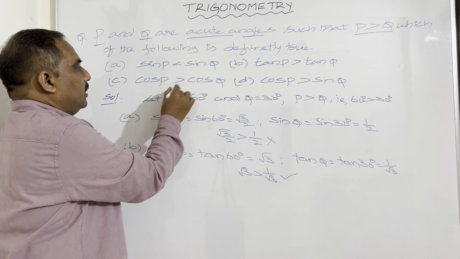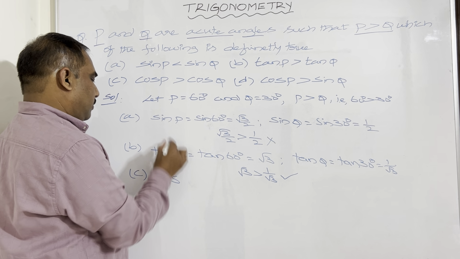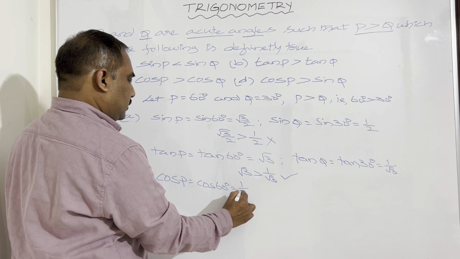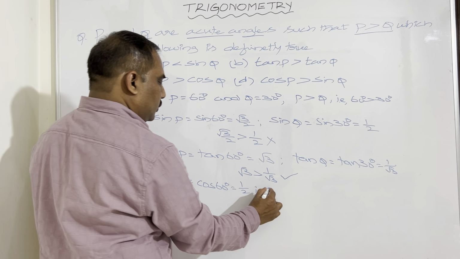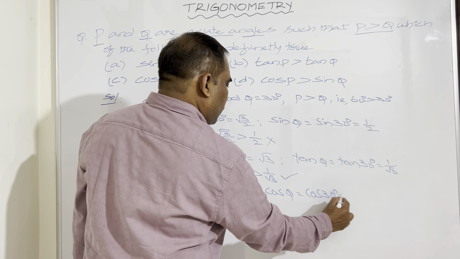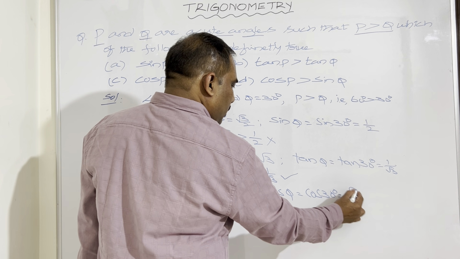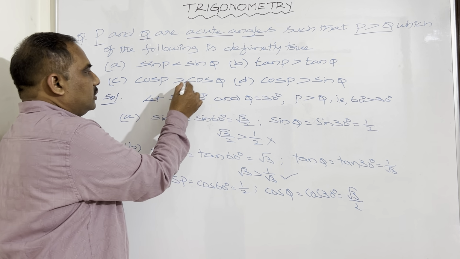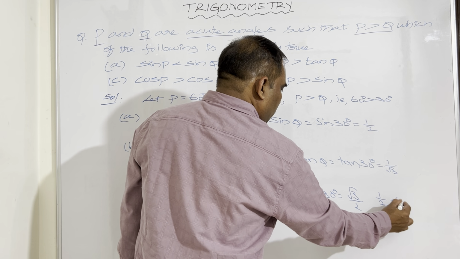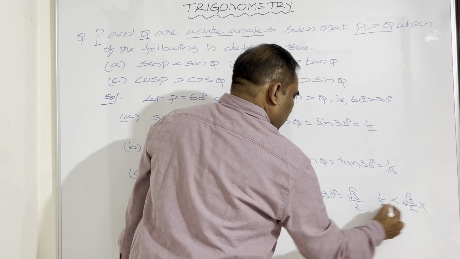Now here, cos P is greater than cos Q. Cos P is equal to cos 60 degrees, that is 1 by 2. Similarly cos Q is equal to cos 30 degrees, which is root 3 by 2. So here given cos P is greater than cos Q, but 1 by 2 is less than root 3 by 2. So that is why it is not correct.